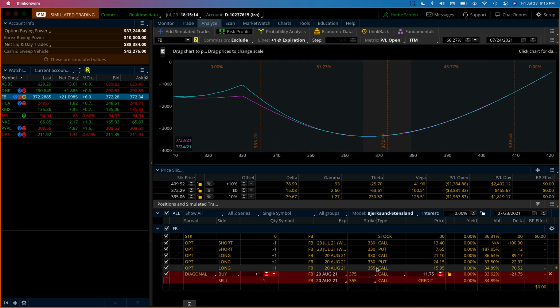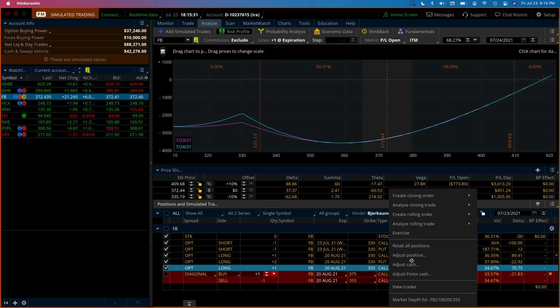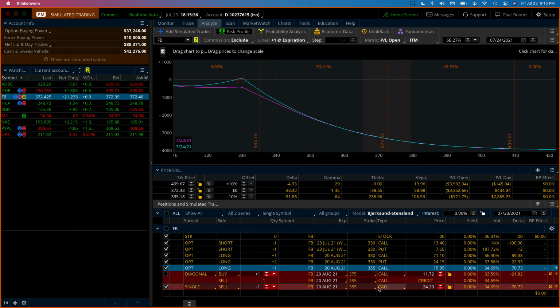Or, since it's August and we are close, you can simply convert this into a vertical spread. How? Well, by selling a call at a higher strike price. Analyze closing. And we will sell one at 375. There. And then you end up with a flat thing.